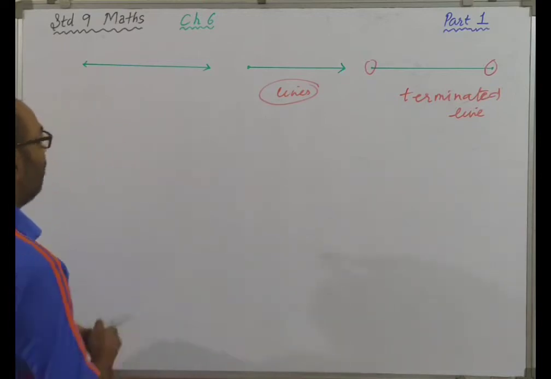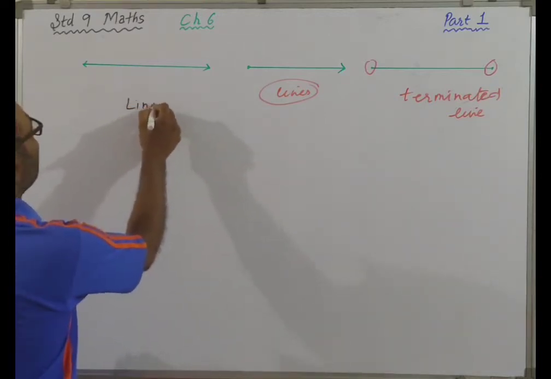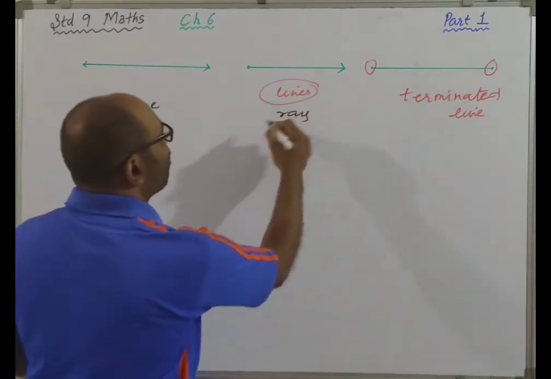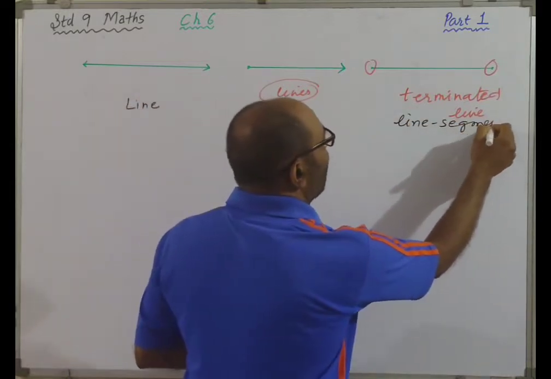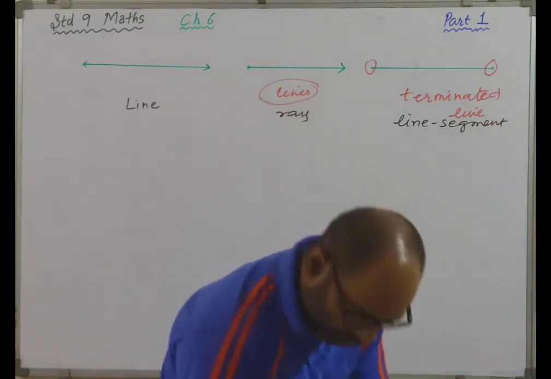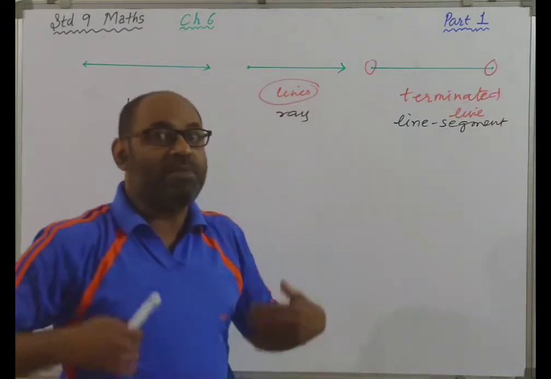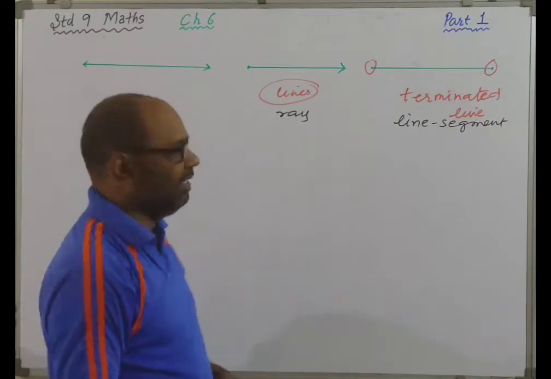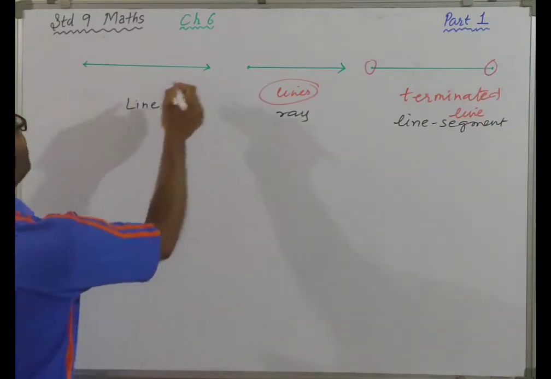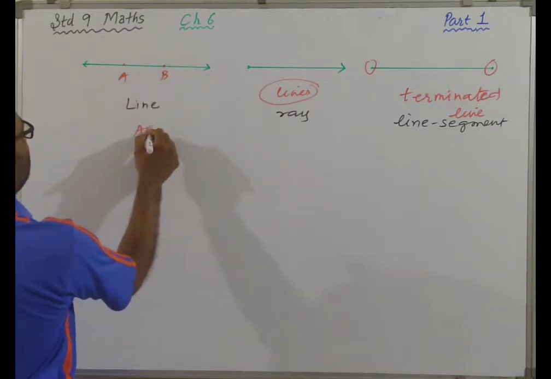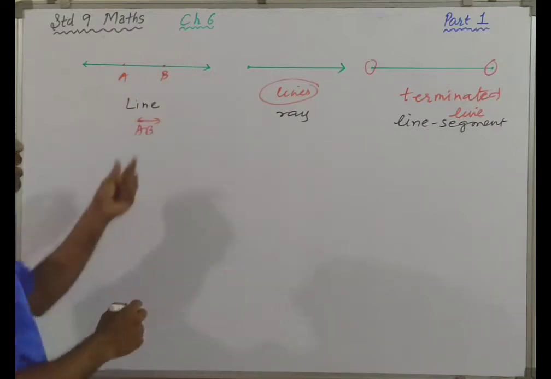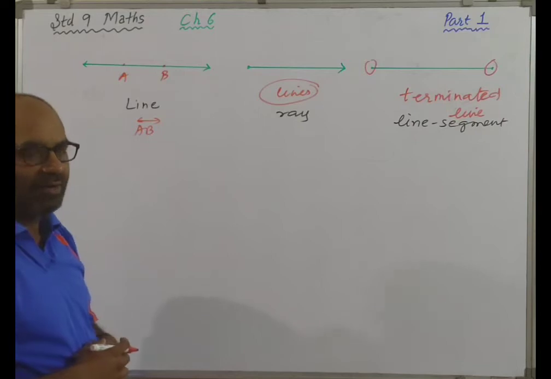But then later we learned, this is called line, this is called ray, and the 3rd figure is line segment. Alright. We also learnt about representing them symbolically. Suppose 2 points are taken, then we say AB and put a small symbol of line over it.